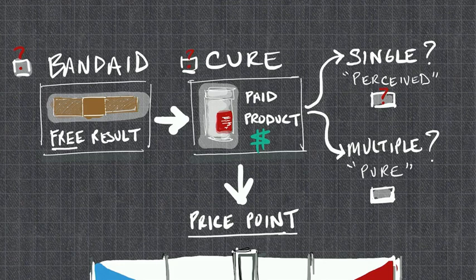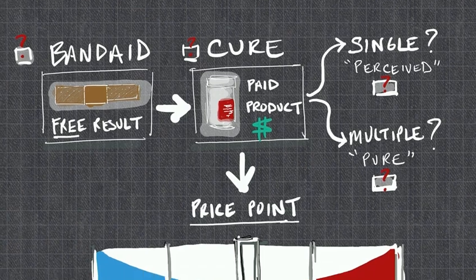We're talking about different case studies. We're talking about different elements. Is it perceived customization? Or are you selling different products to different people, in which case you're going to be using pure customization, where you sell multiple products? So that's the next decision point to make.